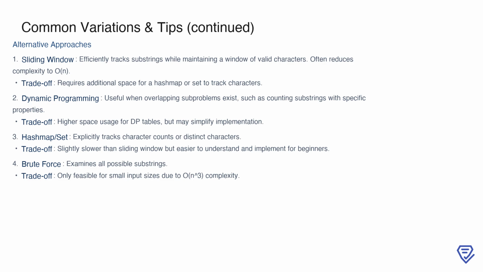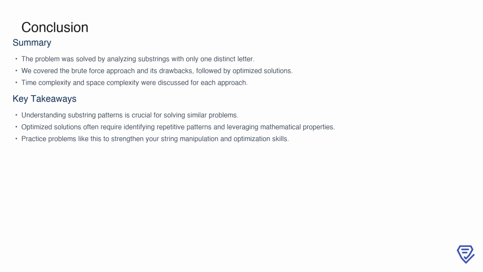Hash maps or sets are another viable approach, explicitly tracking character counts or distinct characters. While slightly slower than sliding window methods, this approach is easier to implement and understand, especially for beginners. Lastly, there's the brute force approach, which systematically examines all possible substrings. However, this method is only feasible for small input sizes because its O(n³) complexity becomes impractical for larger strings. Choosing the right approach depends on the problem constraints and the balance between time and space efficiency you're aiming to achieve. Great job! To recap, we explored the problem, discussed various approaches, and highlighted key insights.